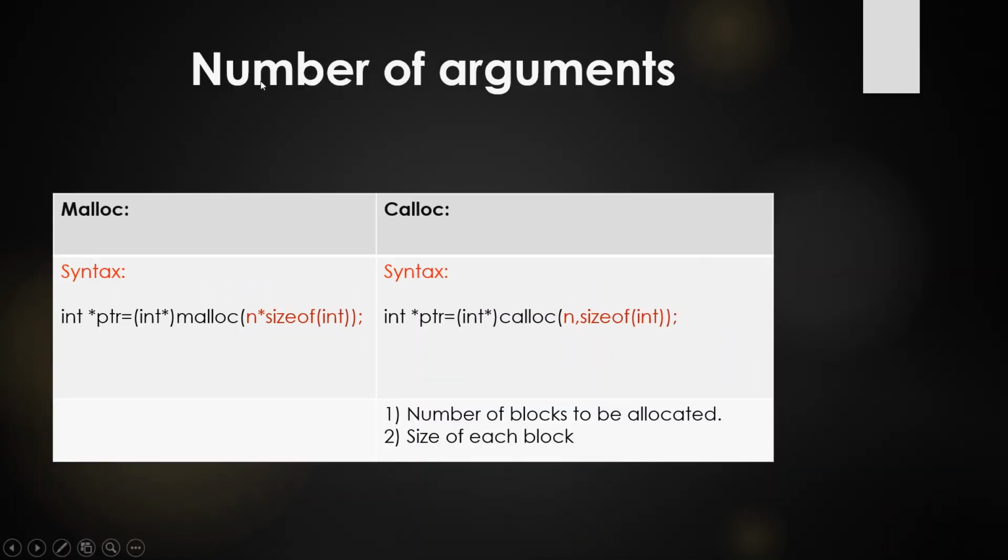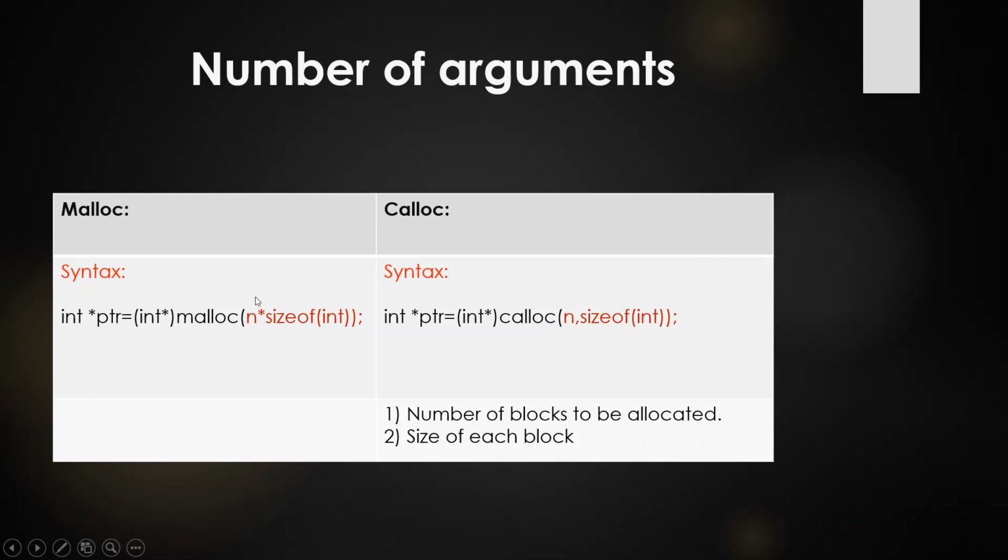Next difference: number of arguments. See, the syntax itself we can see here. Malloc has only one argument. See here, n into sizeof int. Sizeof int will obviously be 4 bytes for a 32-bit compiler. N will be the user size, which we are giving as input. Consider n as 4. 4 into 4, 16 bytes of memory is allocated.